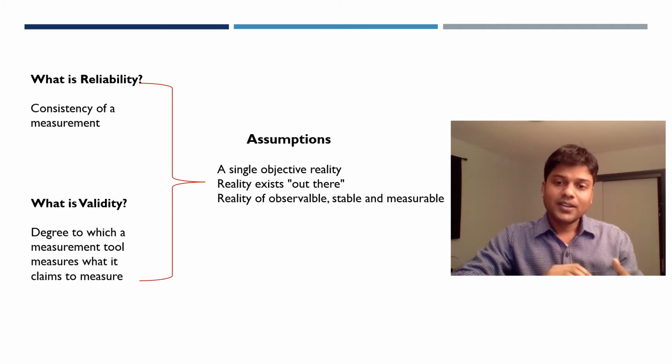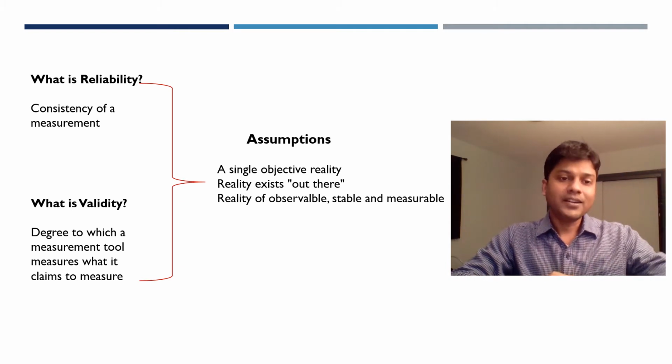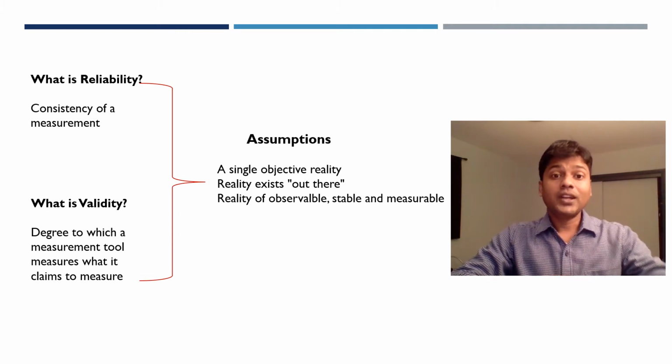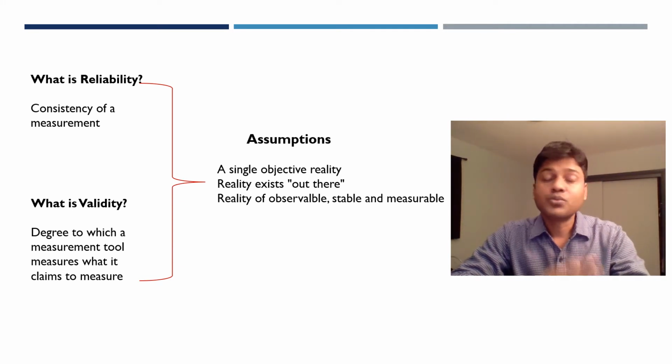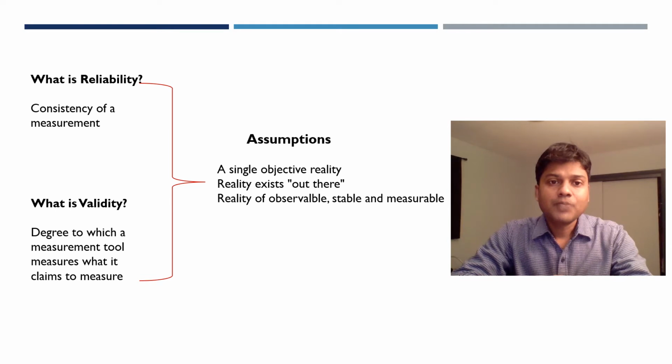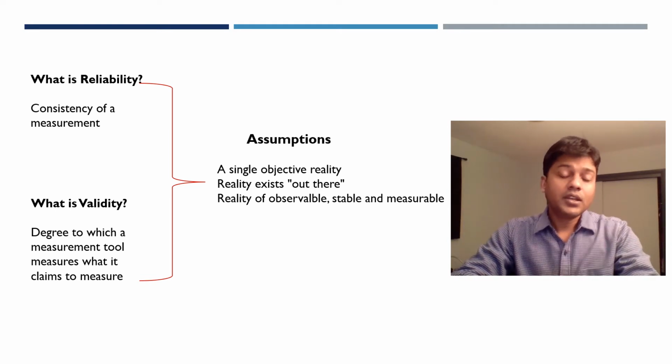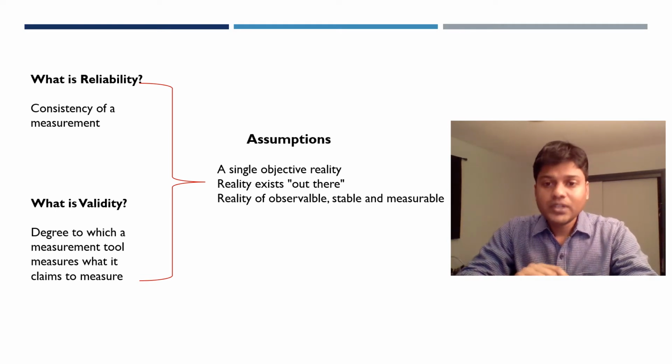And the truth is something lying outside. As researchers, we go and explore and discover those truths. And the truth or reality that we are talking about is observable, stable, and measurable. So these are three basic assumptions that we use in quantitative research. I'm talking about these assumptions here because in qualitative research, we use a different set of philosophical assumptions.